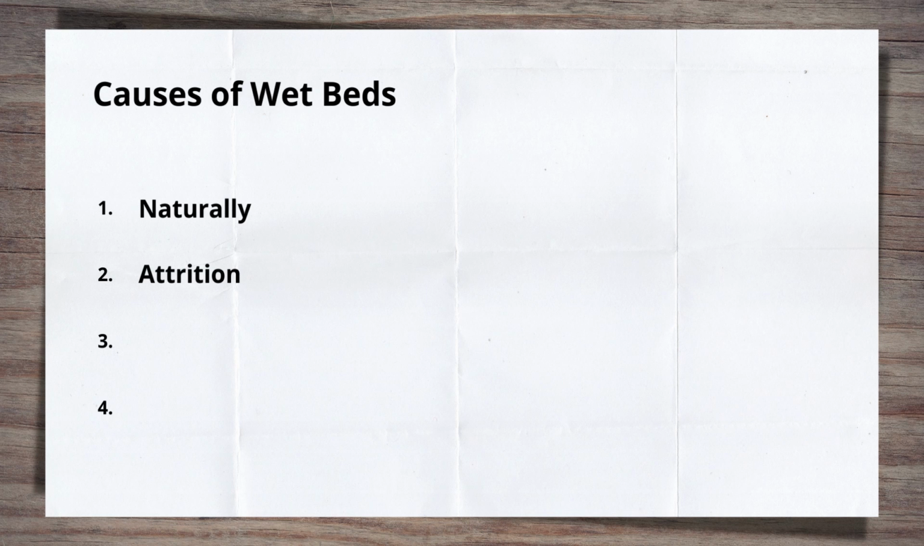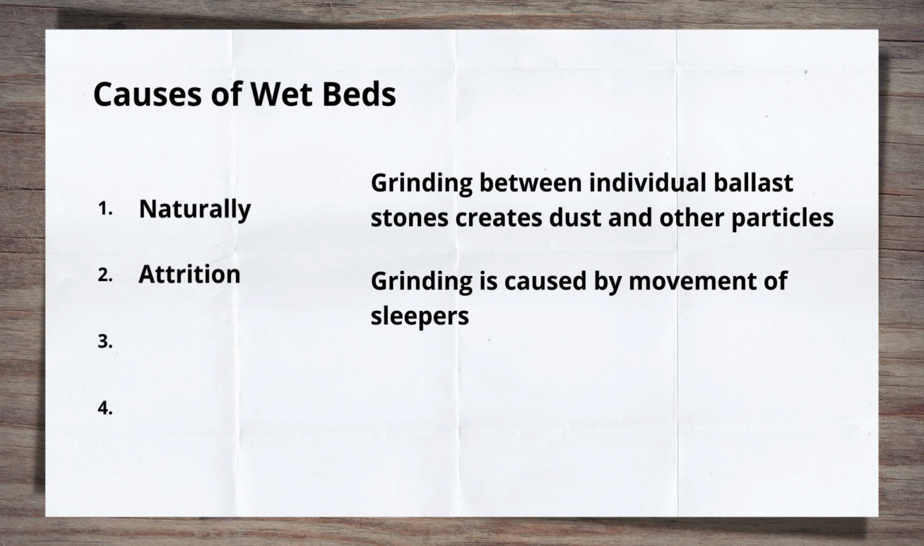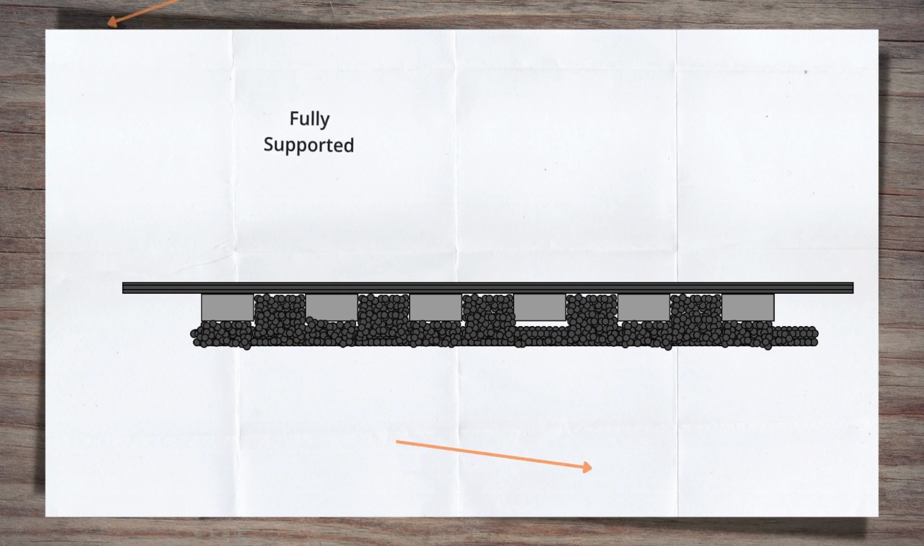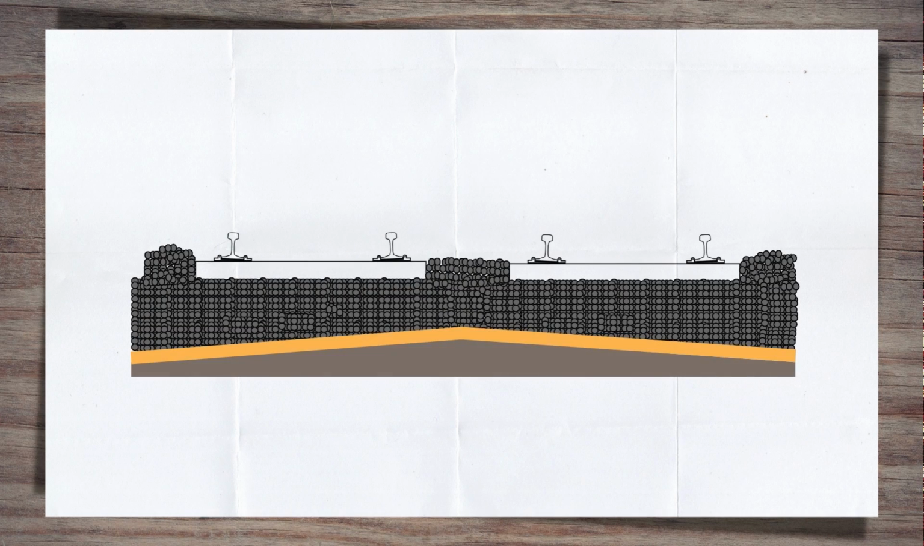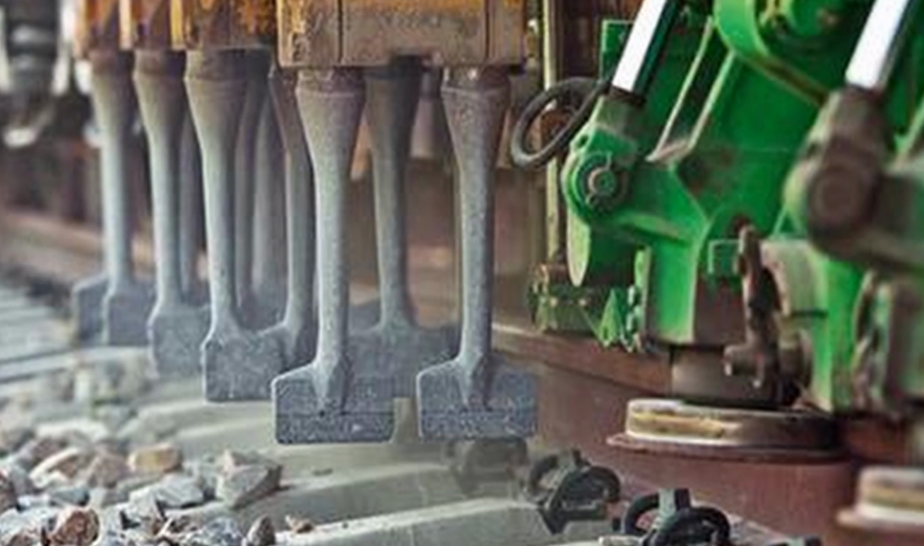This type of failure occurs when dust and other small particles are created by the grinding of the individual stones against one another or against the bottom of the sleepers. The grinding is caused by the movement of sleepers, due to instability or movement within the track bed, such as voiding. Voiding is where the sleeper is not fully supported and dips down when subjected to the load of a passing train. The use of tampers or tamping equipment which vibrate the ballast also have the same effect of grinding ballast stones against each other.